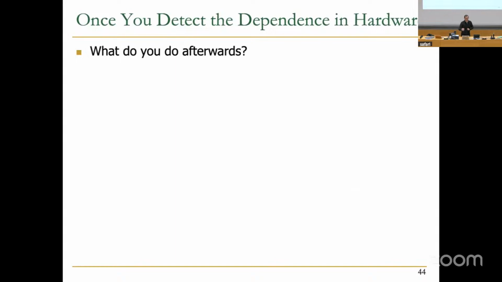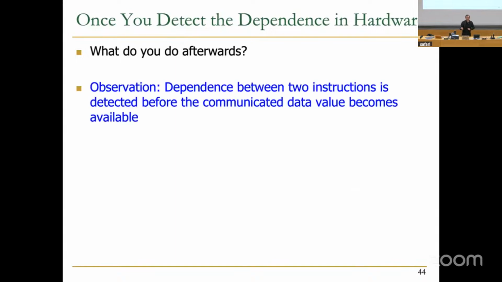But what else can you do? Basically, the observation is that dependence between 2 instructions is detected before the communicated data value becomes available. You can say, okay, there's a load instruction ahead of me that's currently calculating its address, and I'm dependent on it because I know the destination register of both instructions. But I don't know the data value yet because the load instruction did not access memory yet. It did not even generate the address yet. It's in the execute stage.